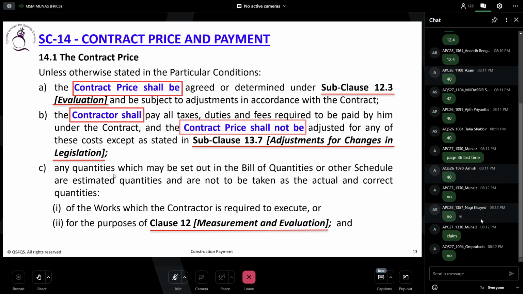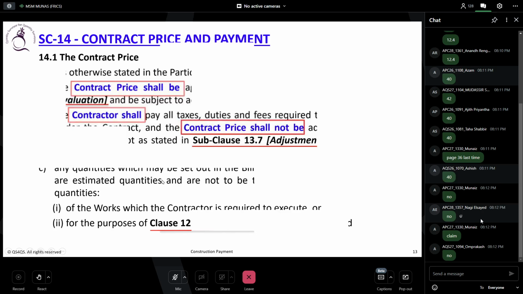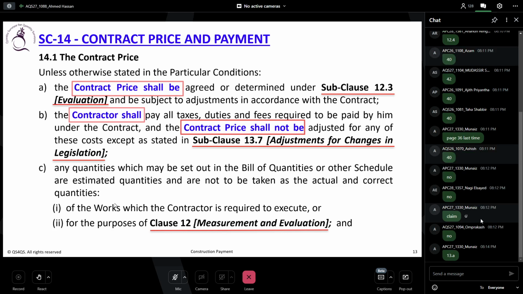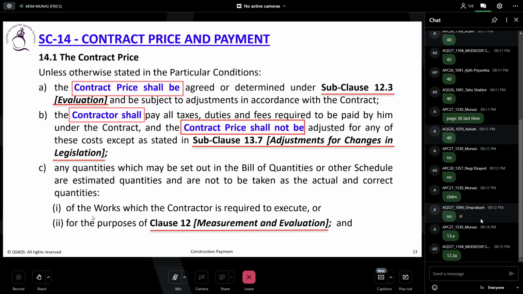So now 14.1c says any quantity which may be set out in the bill of quantity or other schedule are estimated quantities and are not to be taken as the actual and correct quantities. So do you remember? This is what I was saying. This is contradicting with 12.3a. So can you note down there in pencil? Okay, next to the C, it is contradicting with 12.3a. Yes. So just note it down.